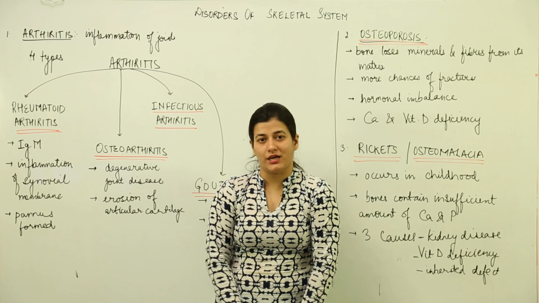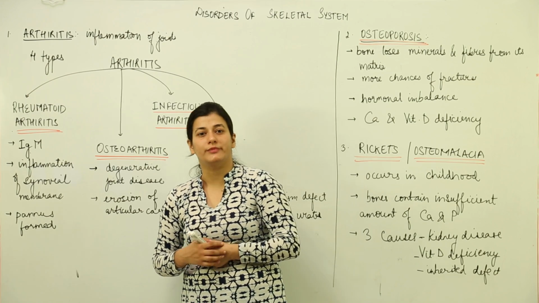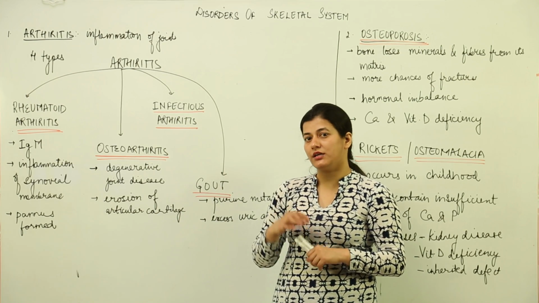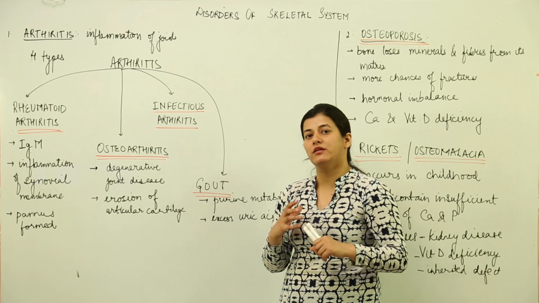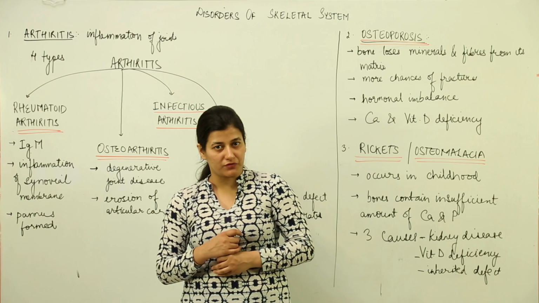Now we are going to take the disorders of skeletal system. We have seen what all are the disorders of muscular system. Next we are going to take the skeletal system into account, and in skeletal system you know that there are joints which have an important role apart from the bones. So we have two types of disorders.